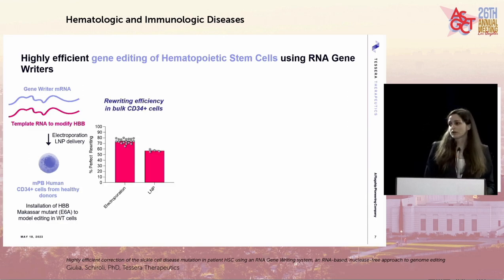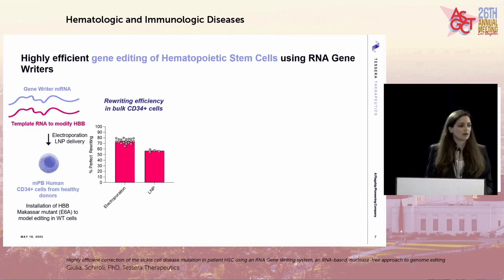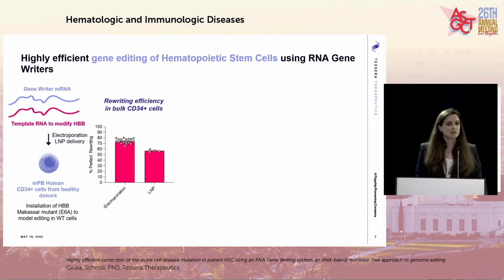By performing different rounds of optimization of both the gene writer and the template itself, we were able to obtain a very high efficiency of what we call perfect rewriting, which means the introduction of the specific base pair change that we want to introduce without any unintended edits. And as you will see, this 80% of alleles modified almost represents 100% correction of all the cells. We also obtain very good results by LNP delivery of our technology.